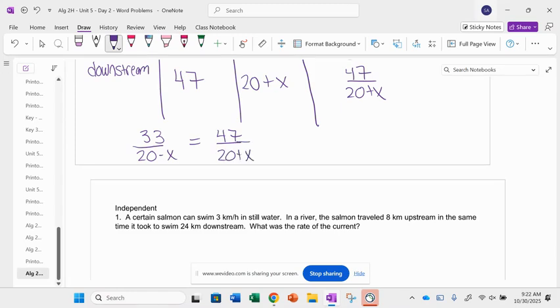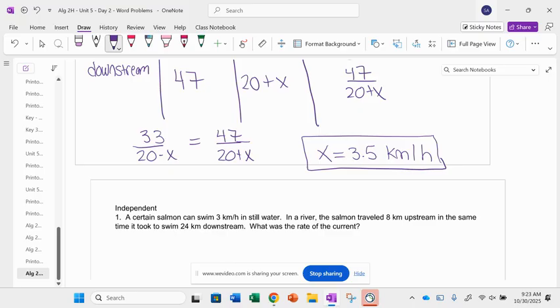Is this a proportion? Yes. How can you solve a proportion? We can cross multiply. If you solve this, you're going to get x is equal to 3.5 kilometers per hour. It says, what is the rate of the current? We found the rate of the current. Okay, we are done here.